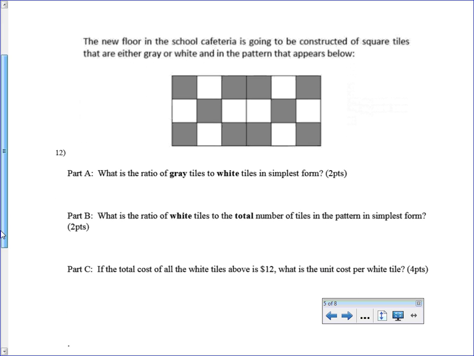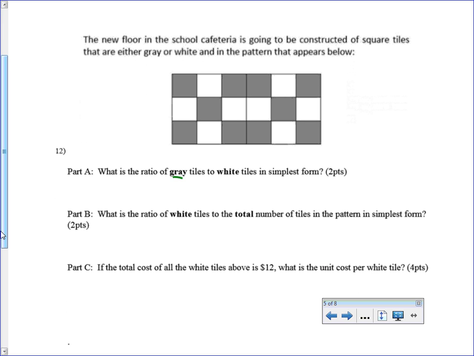Tiles in the school cafeteria. What's the ratio of gray to white? All right, so count. 1, 2, 3, 4, 5, 6, 7, 8, 9, 10 gray. 1, 2, 3, 4, 5, 6, 7, 8 white. Simplest form, divide by 2. So 10 divided by 2 is 5. 8 divided by 2 is 4. Answer is 5 to 4.